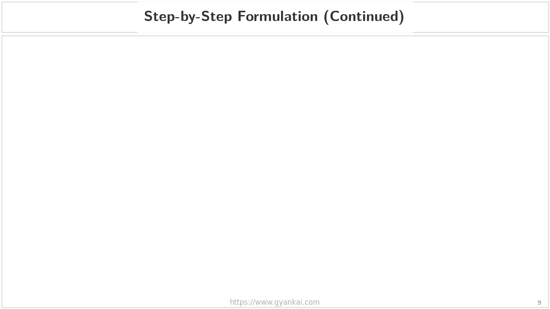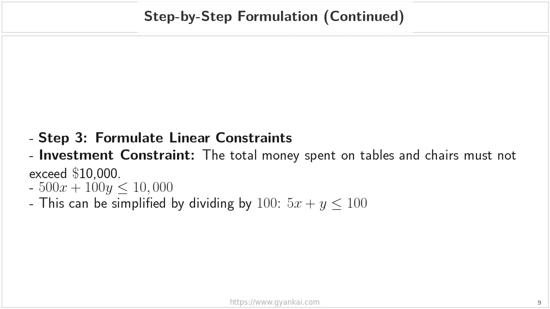Step-by-step formulation, continued. Now that we have identified our decision variables and established that they must be non-negative, let's move on to step 3, which is formulating our linear constraints. This is where we translate the physical limitations of our furniture dealer's business into mathematical inequalities. First, let's look at the investment constraint. From our previous slide, we know that each table costs $500 and each chair costs $100, and the dealer has a total budget of $10,000.